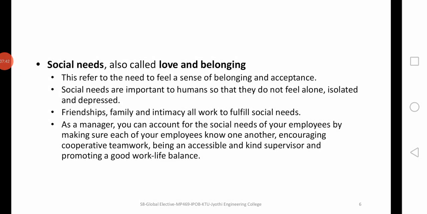In many places, this work-life balance is out. They don't have a balanced life, so it should be maintained. A manager should monitor that a work-life balance is maintained for all his employees. To every employee, the manager should be kind enough. He should be an accessible person. He's not like only ordering is there. He should be an accessible person.